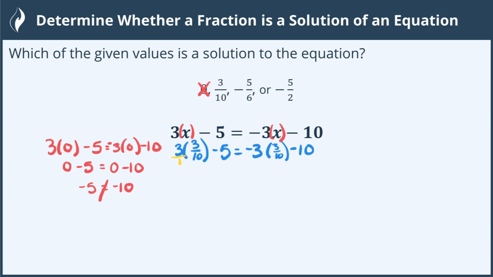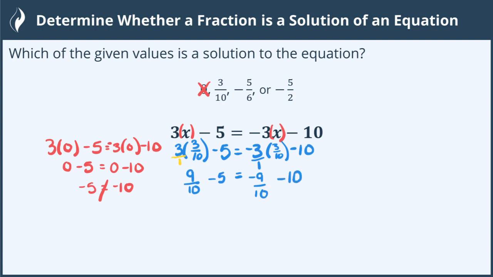So we have 3 is the numerator multiplied to the other numerator, 3 is 9. 1 times 10 is 10, and we get 9/10 minus 5. And over here, again, we can put this over a denominator of 1, and we get negative 3 times 3, or the numerator times numerator, which is negative 9/10, and subtract 10.